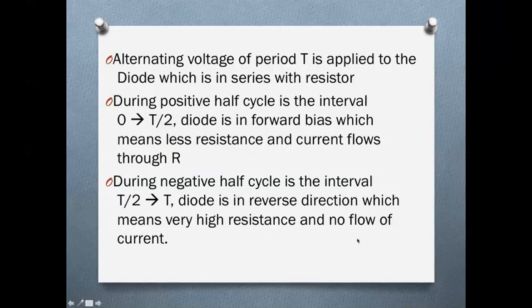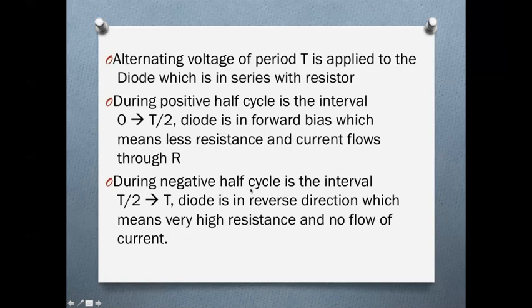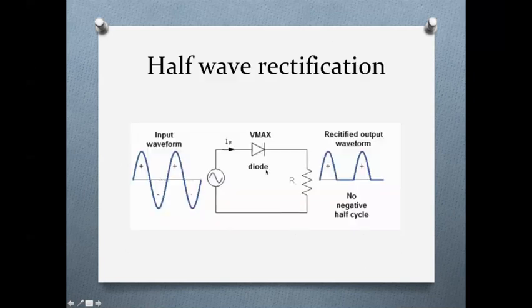Here theoretically, an alternating voltage of period T is applied to a diode, which is in series with a resistor. As I told you, this is in intervals of T, and this is basically our input voltage, and from here we get our output voltage. So our input voltage passes through our diode. Getting my point? During the positive half cycle, the interval is 0 to T/2. As I told you, the first half is half of 0 to T, which means 0 to T/2. During this, the diode is in forward bias, which means less resistance, and current flows through R, which we get in the form of this output.